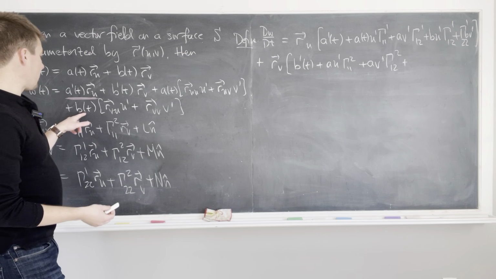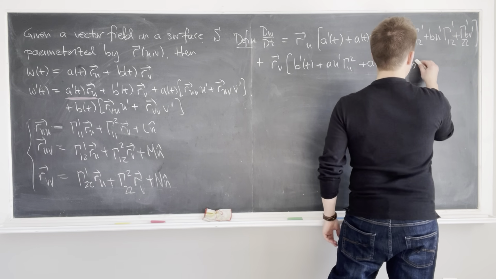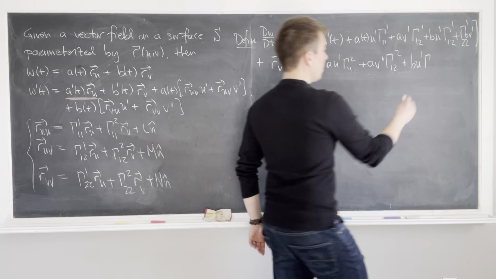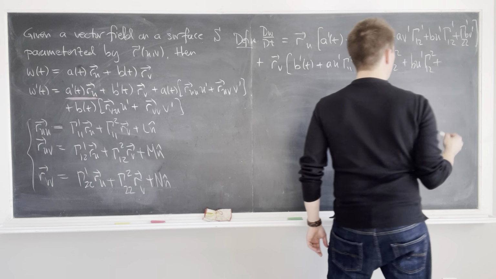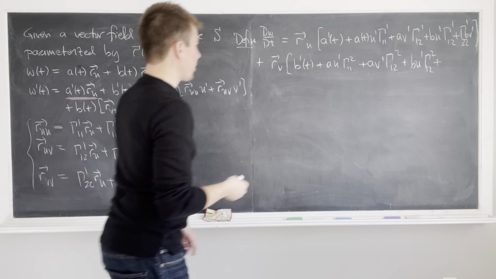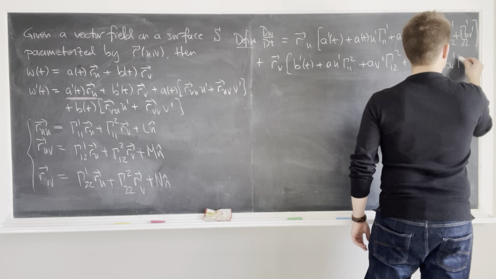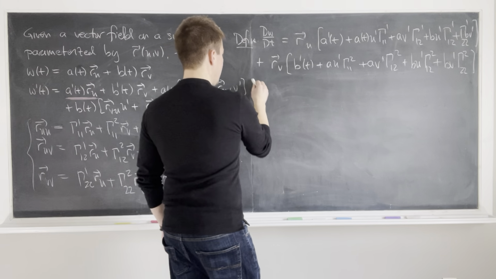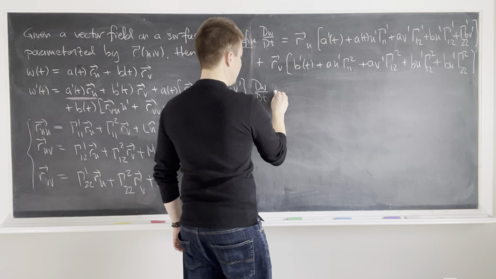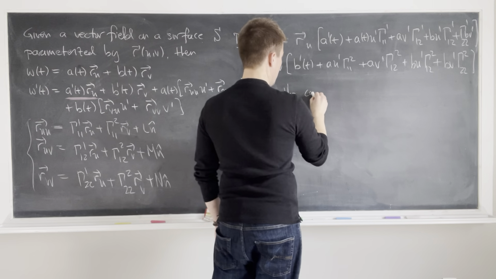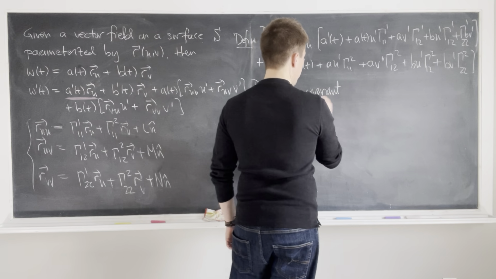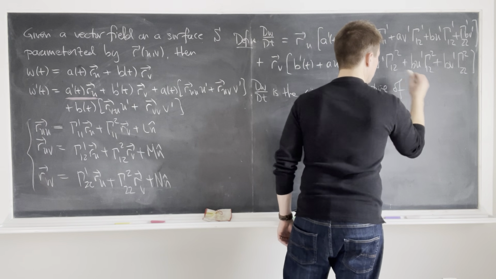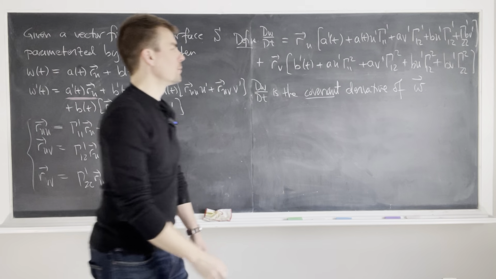Plus, over here, we're going to have a b u prime, and then a gamma of 1, 2, 2. And then plus what? The last term over here is going to be a b v prime, gamma, and then 2, 2, 2, like that. And so this expression over here, so dw dt, is the covariant derivative of w, that vector field. Okay? Beautiful.